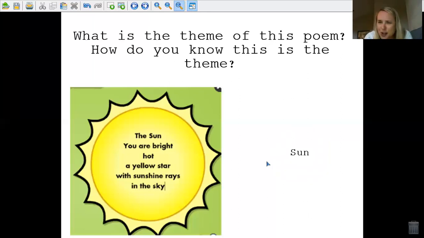Now, how did you know this was the theme? Well, there's a picture. What are some other things? You could underline this as text evidence or highlight it. The sun is bright. Awesome. Ooh, it's hot. Okay, that's the sun. Oh, the sunshine has rays. Okay, definitely true, right? And oh, wait, the sun's in the sky. Oh, it's a yellow star. All of these describe the sun. So we have lots of evidence.